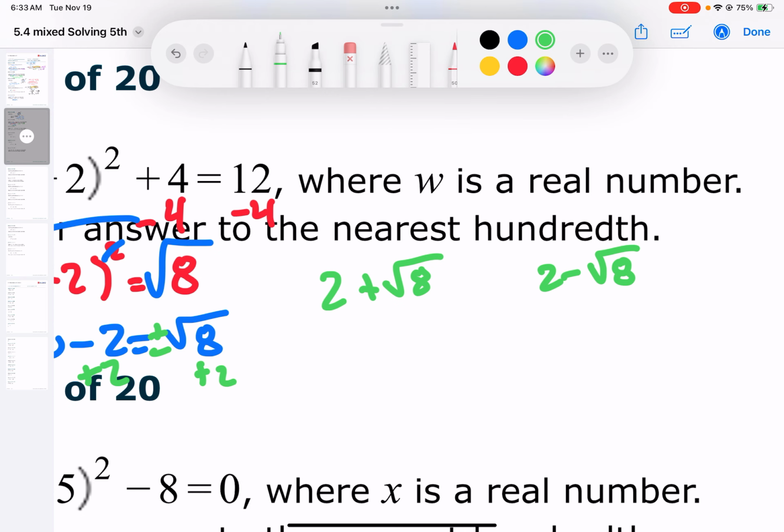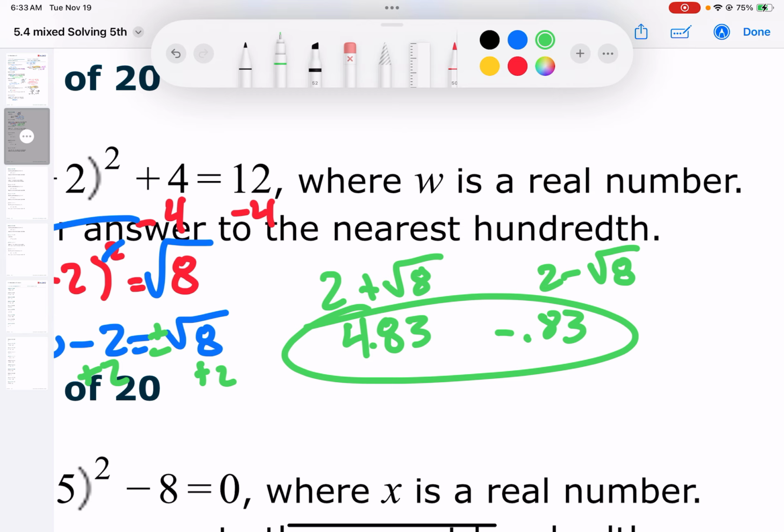Plug that into the good old calculator. I can type the right buttons. So I got 4.83. And then go change this to a minus sign. Gives me -0.83. And I'm good to go.